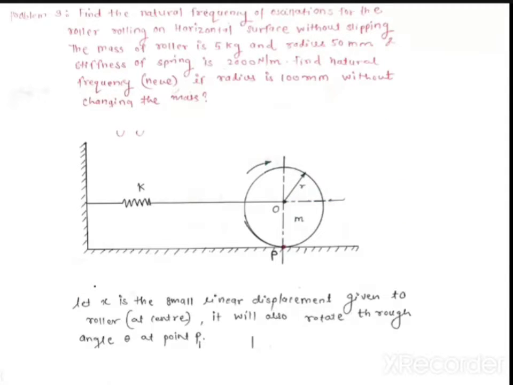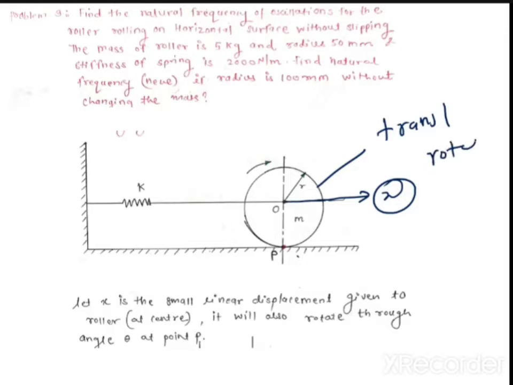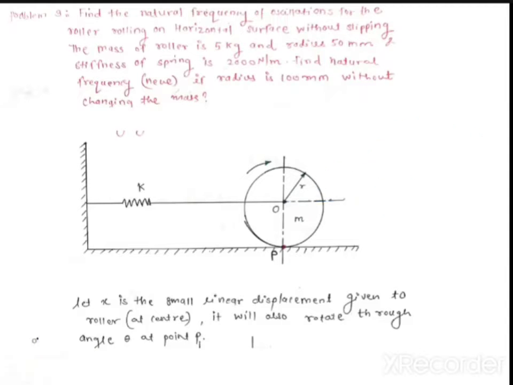Anybody, what will happen? This pulley is not fixed. If I give a center displacement x to the mass, this center is not fixed. So this pulley will have both motions, translational as well as rotational. Anybody tell me, what do you mean by a translational motion? Linear motion. Displacement.